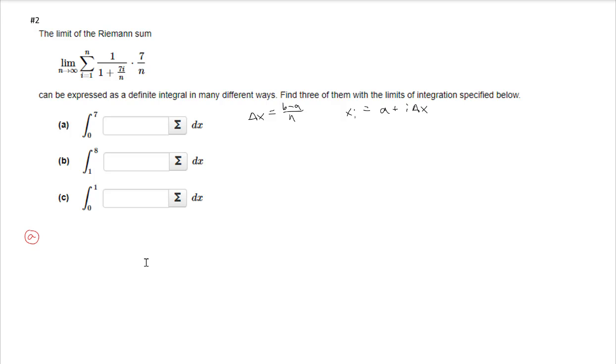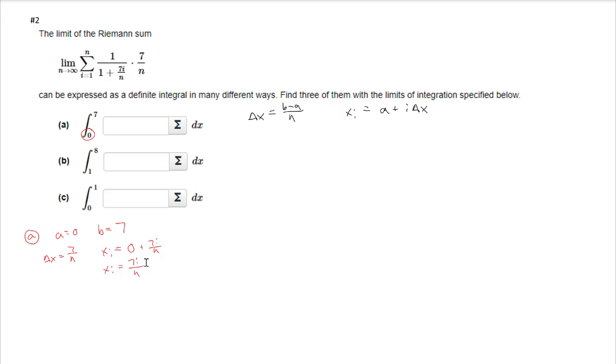So for part A, we see right away that a is equal to 0 and b is equal to 7. So delta x is equal to 7 over n, and x sub i is equal to 0, because that's our a value, plus 7i over n. We're just taking our delta x and adding an i to it. So another way to say it is x sub i is equal to 7i over n.